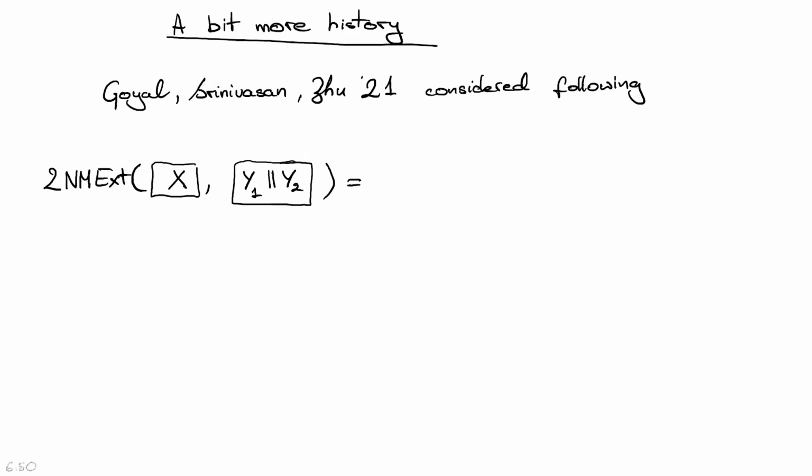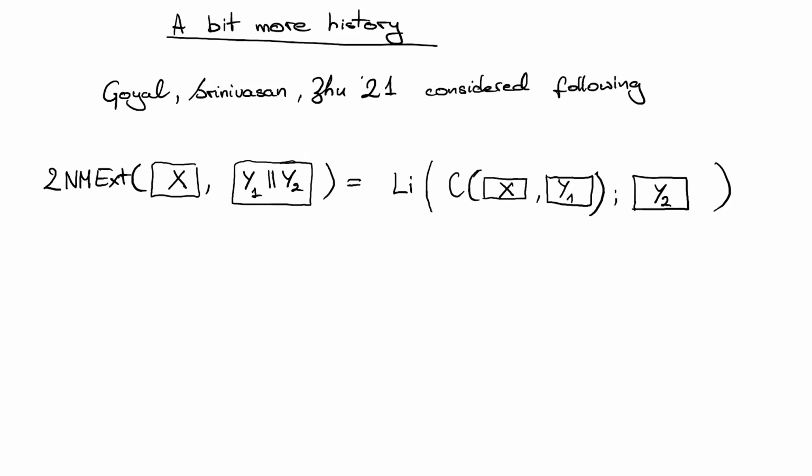A little bit of history. Goyal, Srinivasan, and Zhu in 2021 considered the following transform. They are building an almost two-source non-malleable extractor. It has two sources. One is X, and the other source is split. The prefix is Y1, the suffix is Y2. And what they do is Li, I'll explain what Li is. Li is a two-source extractor. One input to Li is Y2, and the other input to Li will be some other extractor on X and the prefix of this source.